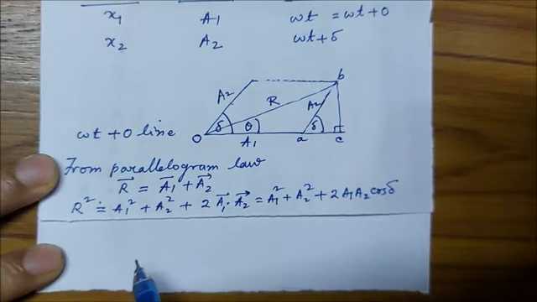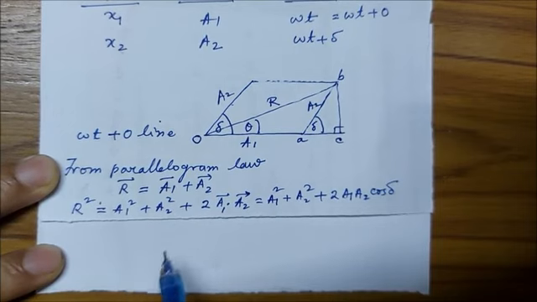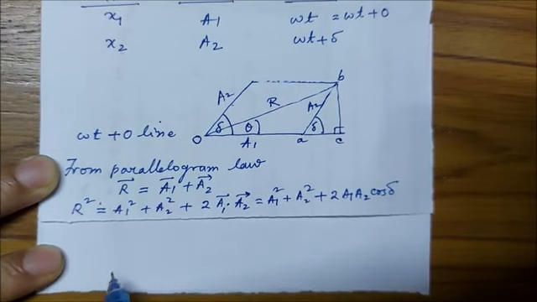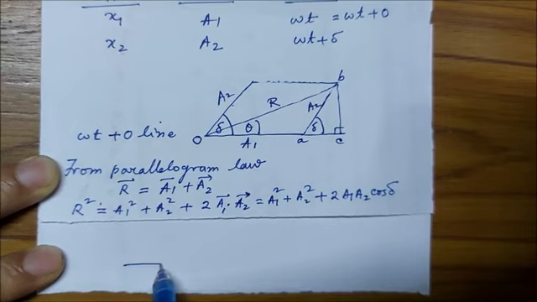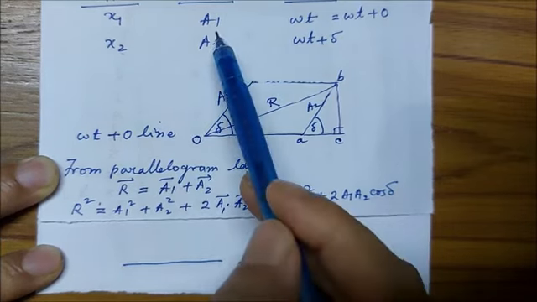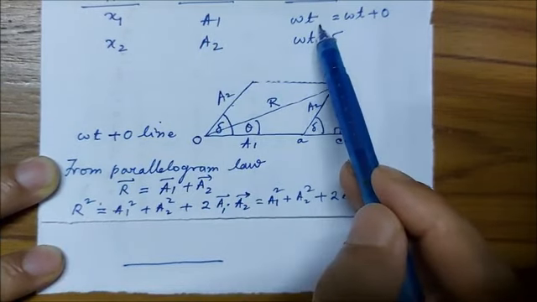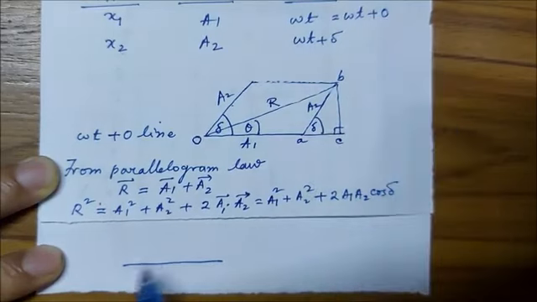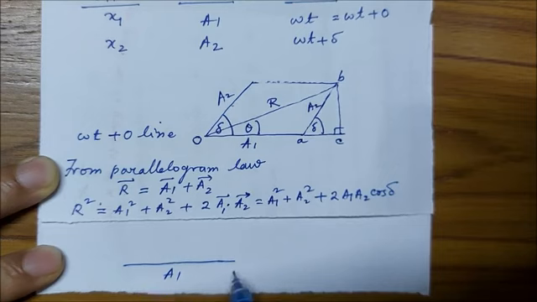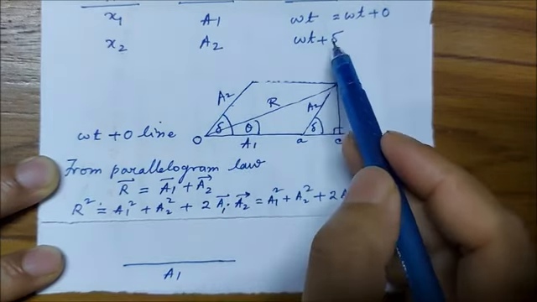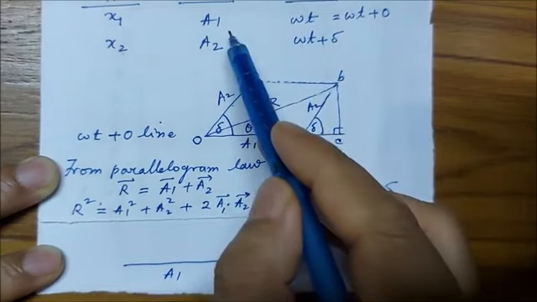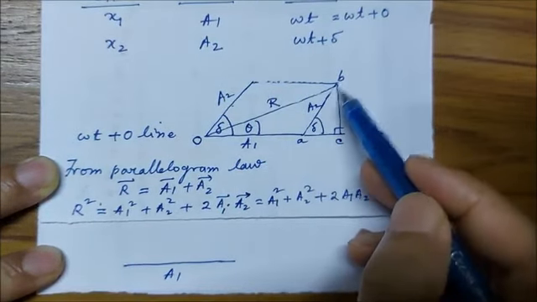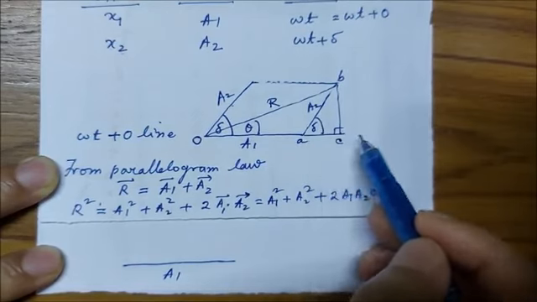Let us now make a re-mention of the phase diagram. So first we have to identify the omega t plus 0 line. So this is actually the omega t line. Now look at the component SHMs. In this problem, the first SHM is along the omega t line or omega t plus 0 line. So A1 will be along this line. So this is actually A1, say of this length. And A2 makes an angle delta with the A1 line.